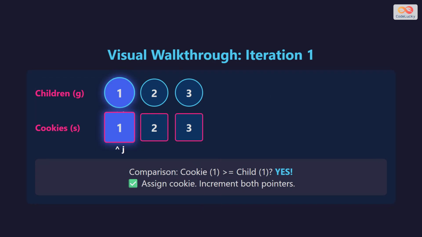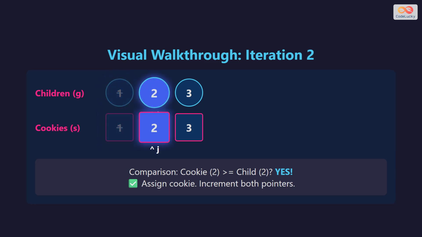Let's trace this with an example. Here, we check the first child and the first cookie. Since the cookie's size is equal to the child's greed factor, the child is content. We assign the cookie and then move to the next child and the next cookie.